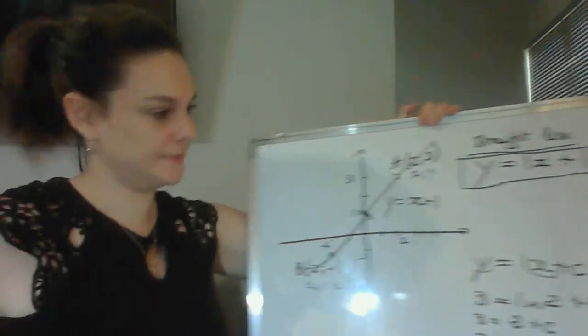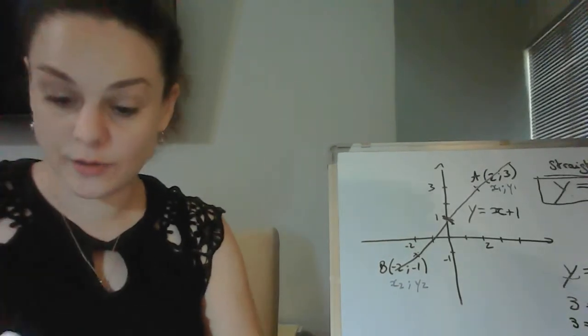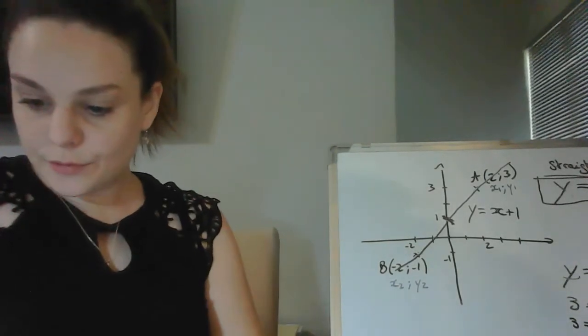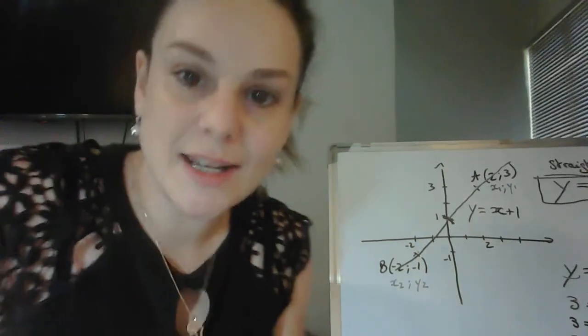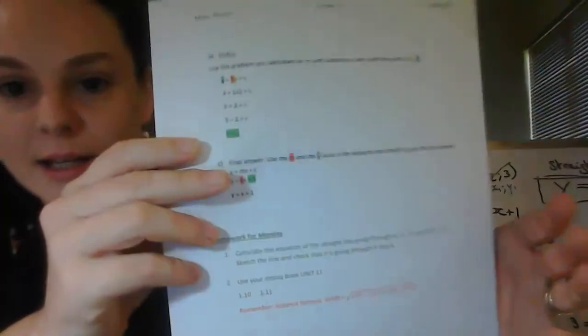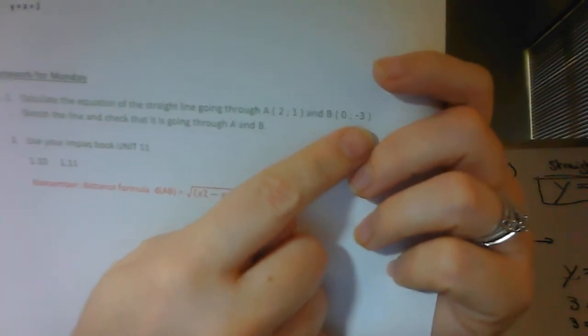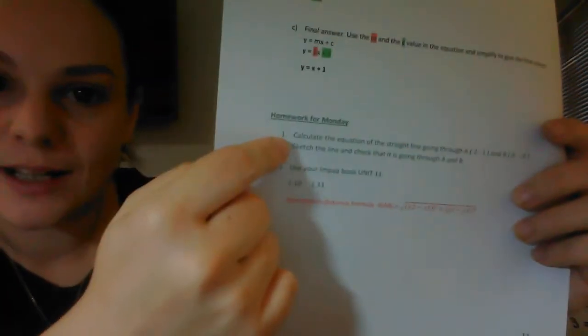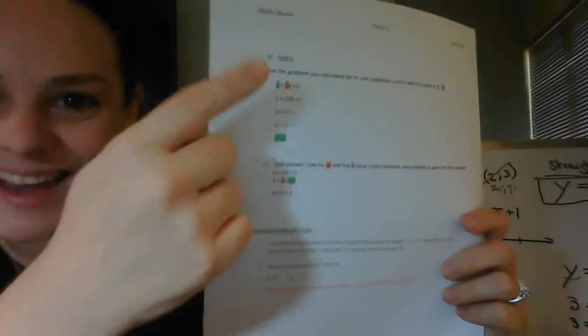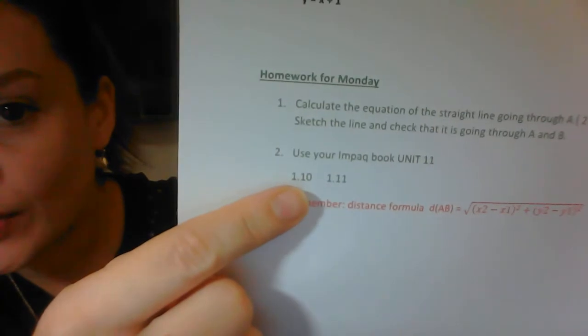Alright? So that is what you have to do now. Find equations of straight lines going through 2 points. So the first one is exactly the same principle with the point A (2, 1) and the point B (0, minus 3). And you find the equation of this straight line going through the 2 points, following exactly the same steps. And then you look in your book, there is the 1.10 and 1.11 to do.